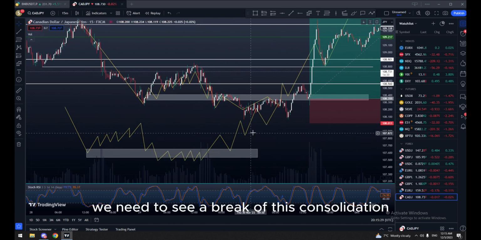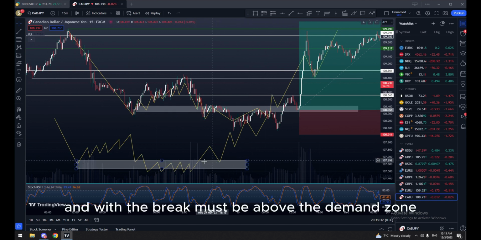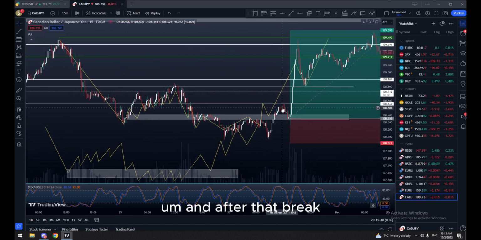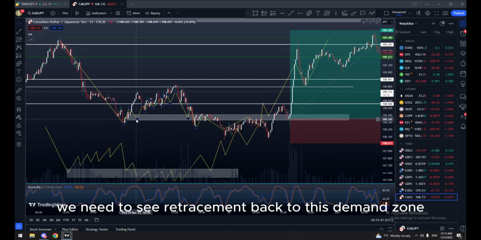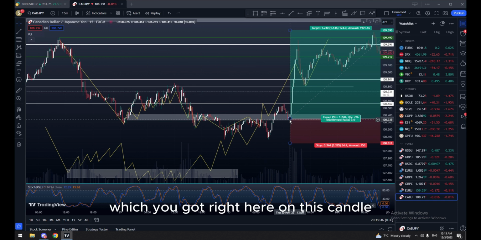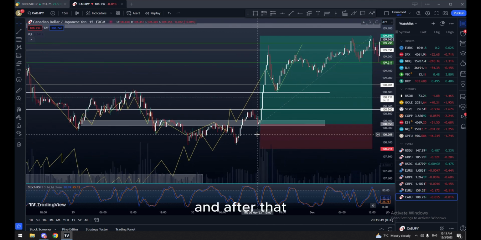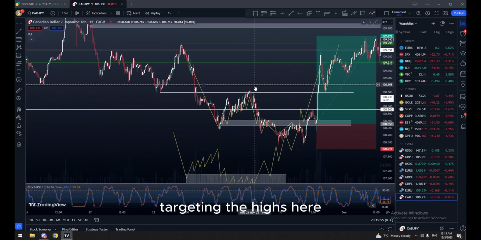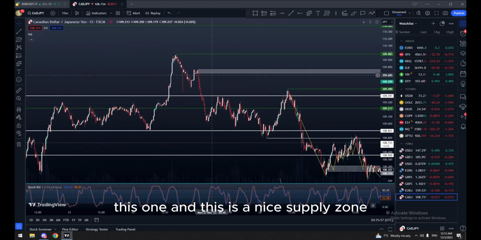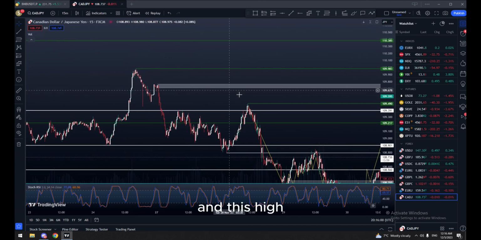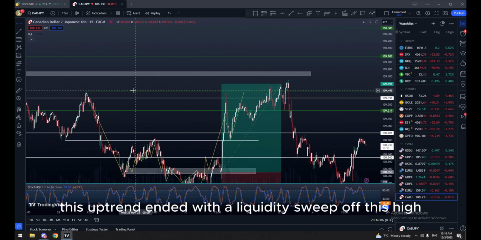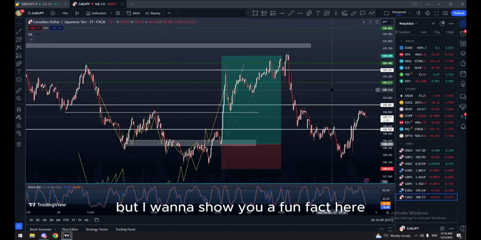We need to see a break of this consolidation, and the break must be above the demand zone, which we see here. And after that break, we need to see a retracement back to this demand zone, which we got right here on this candle. And after that, we can take the entry and just ride the wave, targeting the highs here, this one, and this is the nice supply zone, and this high. Unfortunately, this uptrend ended with a liquidity sweep of this high.